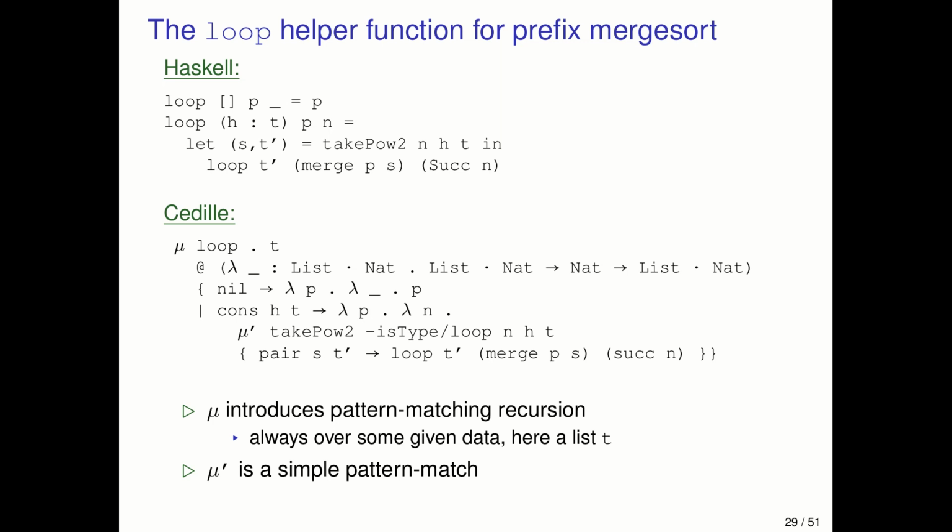What I want to show you is that this mu construct introduces a pattern matching recursion in Cedille. So you kick off a pattern matching recursion over some data t. Now it's a little different from a fix in Calc or something like that, because this is initiating some kind of fancy version of a fold over a particular piece of data. So you say, I want to recurse, and I'm going to use loop as the name for my recursive function, over some particular piece of data t.